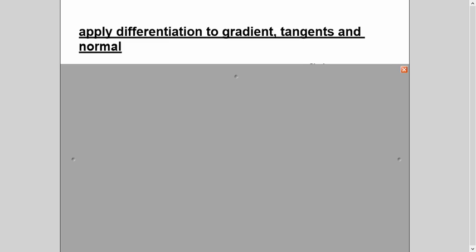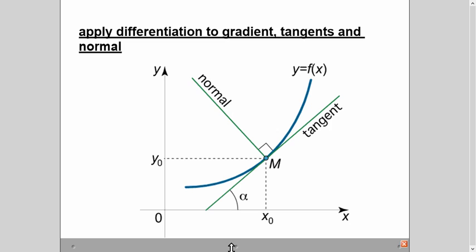Then the next requirement of the syllabus is to apply differentiation to gradient, tangent, and normal. Now what does this mean? Look at this example. An equation of the curve will be given to you, and when you differentiate it, as we have just seen in the previous slide, you get the gradient of the tangent at this point on the curve. So whenever we differentiate the curve, we always get the gradient of the tangent, because that gives us the gradient of the curve at that point.